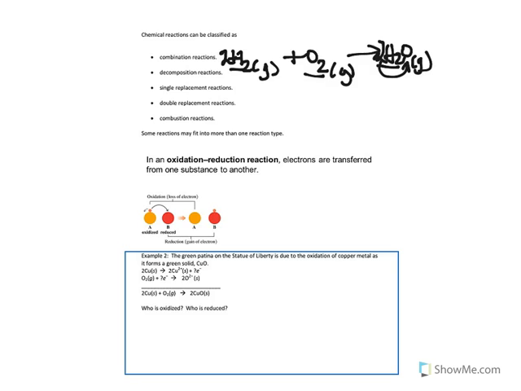Again, this is exactly what it sounds like. You have two things, right? An H2 and an O2, combining to make one thing. So a combination reaction sounds just like what it is. It's two things combining to make one thing.